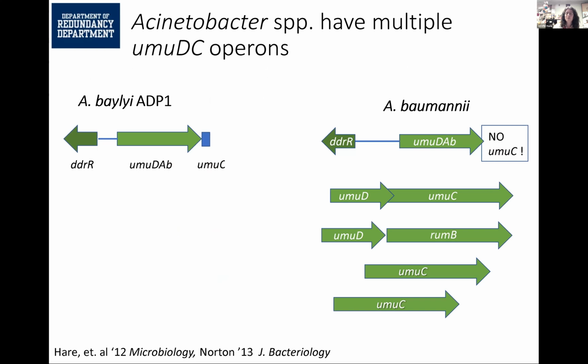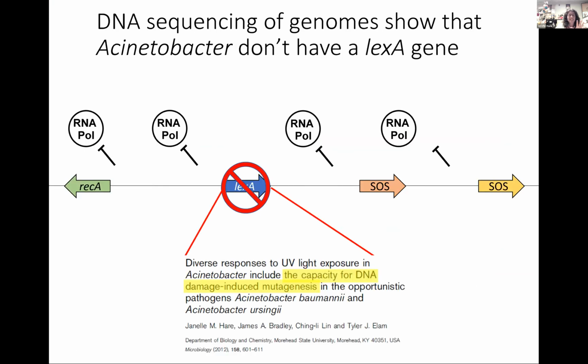But the pathogen that we've started studying more and more, Acinetobacter baumannii, shown on the right, not only can do SOS mutagenesis because it has UMUD and UMUC genes, but it has many, many copies of UMUD and C genes, like 4 copies of UMUC, 2 copies of UMUD, and in addition, this weirdo UMUD-AB gene. What both of these species that I've told you about share is that they don't even have a LEX-A gene in this organism.